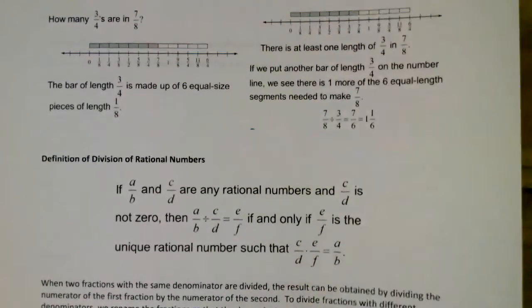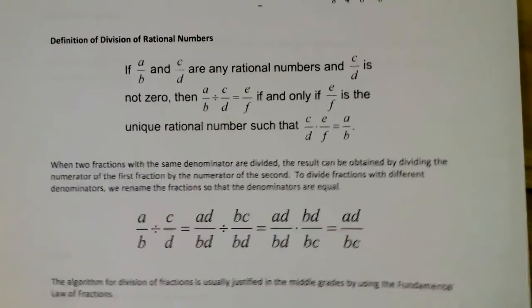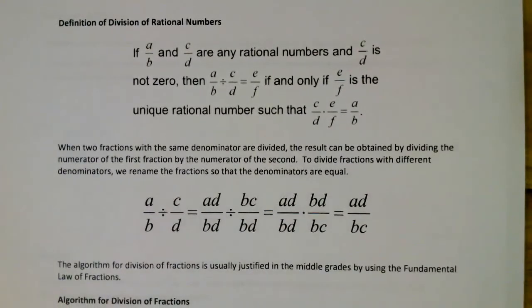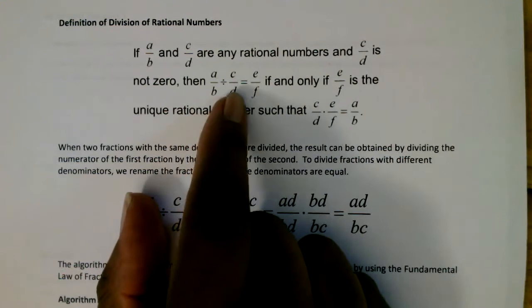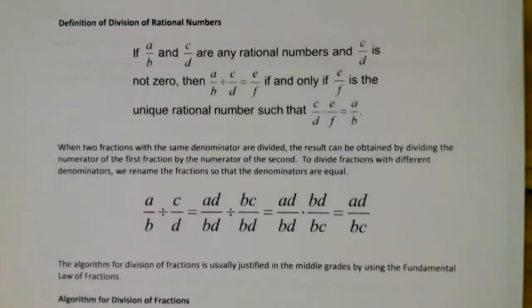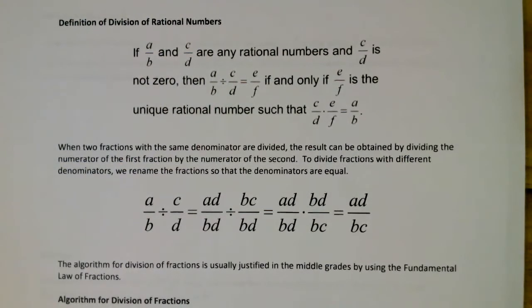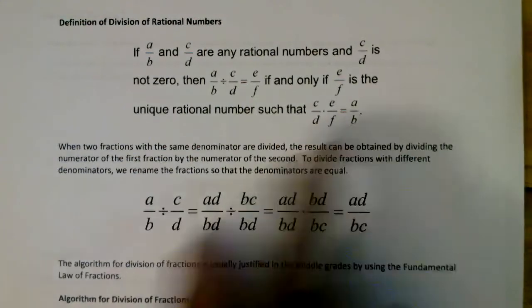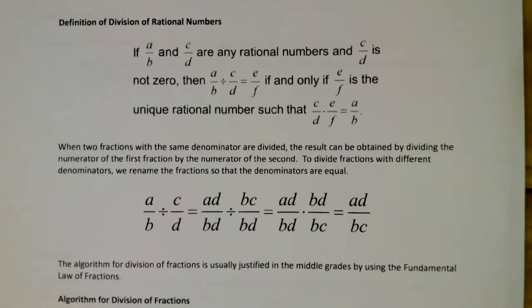Now let's look at the definition of dividing rational numbers. If we have A over B and C over D, they're any rational numbers, and C over D is not 0, then A over B divided by C over D will be equal to E over F if and only if E over F is the unique rational number where C over D times E over F will give me back A over B.